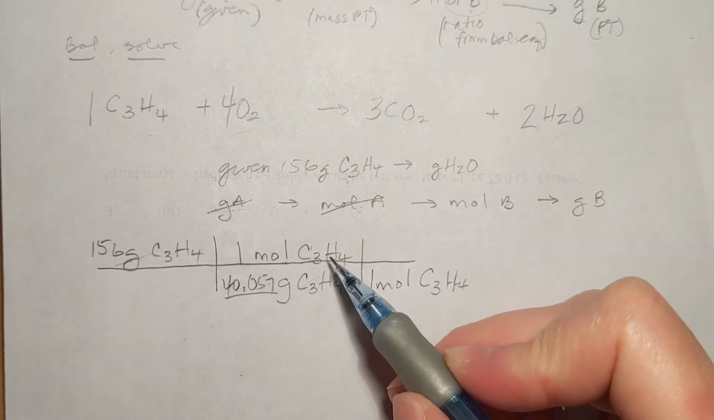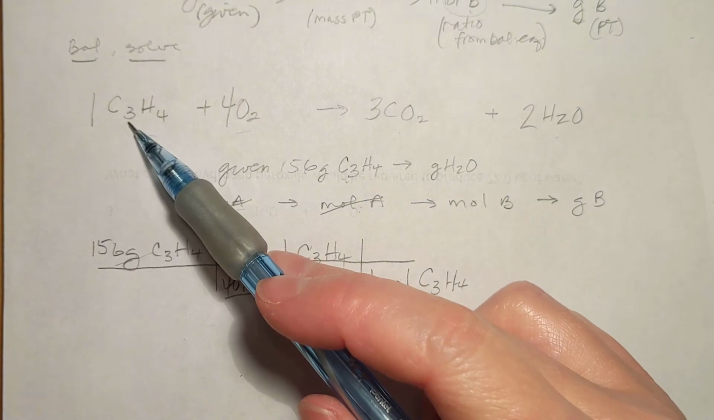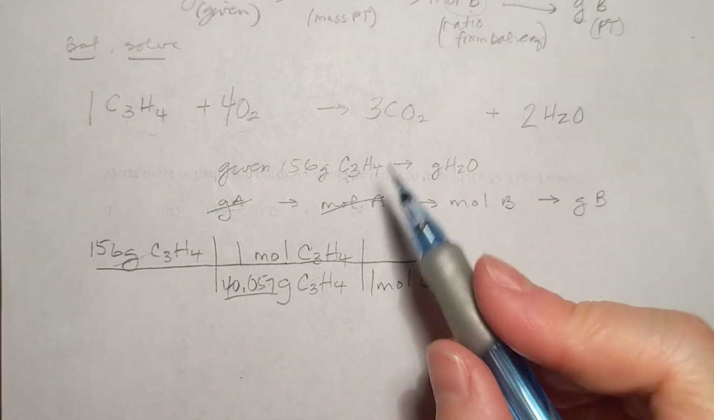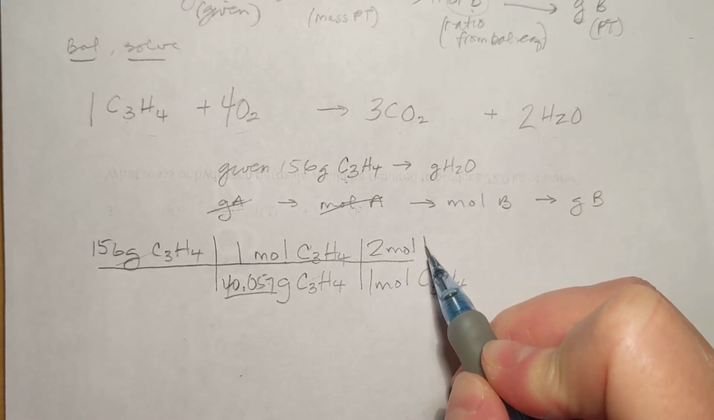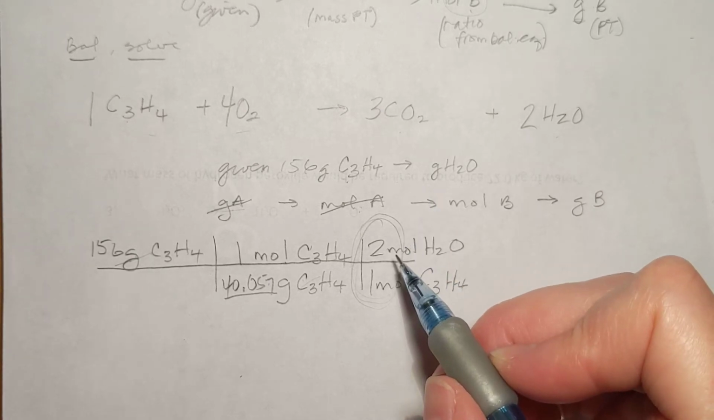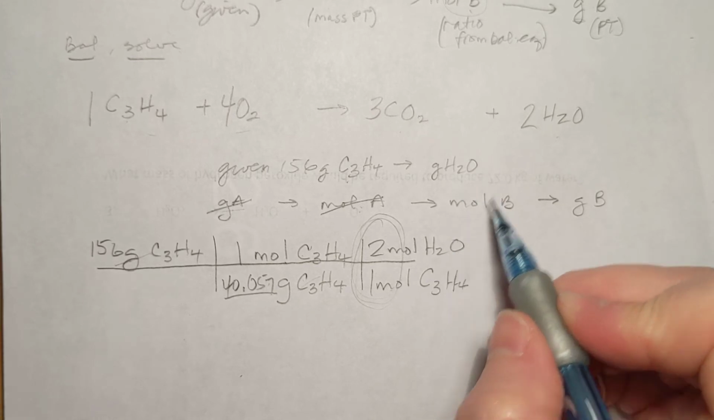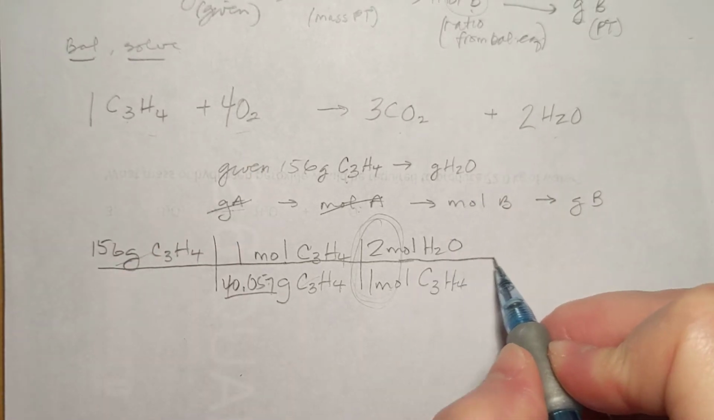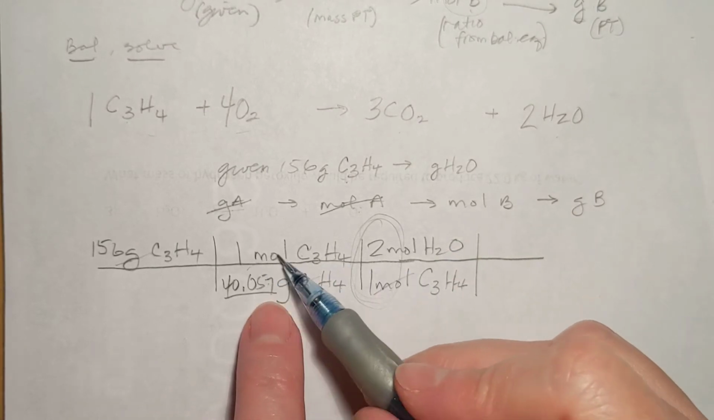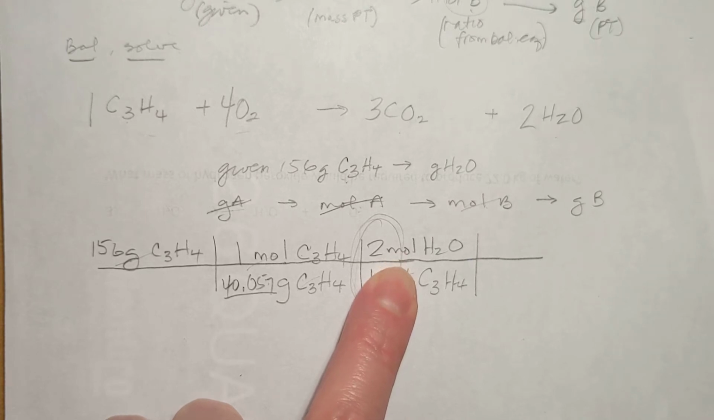So we are looking at the mole ratio here. For every 1 mole of C3H4, I have 2 moles of water. This is the only time you may use a number other than 1 in front of mole, okay? Whenever you're getting the mole ratio. If we were to stop here, these moles would cancel, and I'd be left with moles of B, but again, I'm not done.